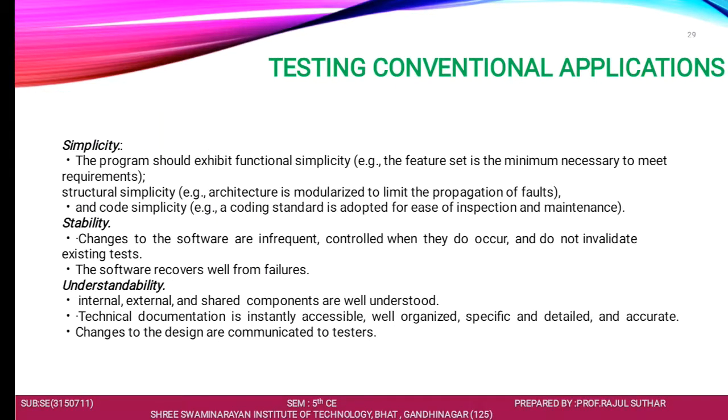Then simplicity. What do you mean by simplicity? The program should exhibit functional simplicity, the feature set being the minimum necessary to meet the requirements. Structural simplicity means the architecture is modularized to limit the propagation of faults, and code simplicity means a coding standard is adopted for ease of inspection and maintenance.